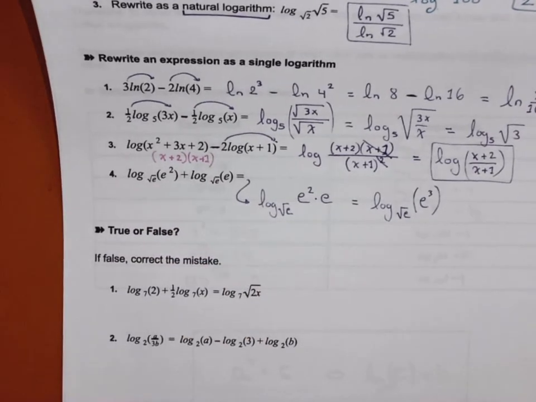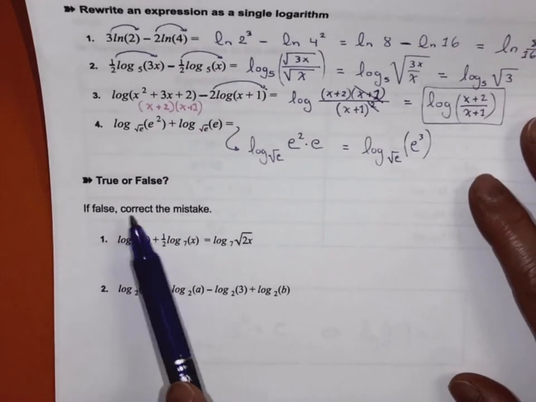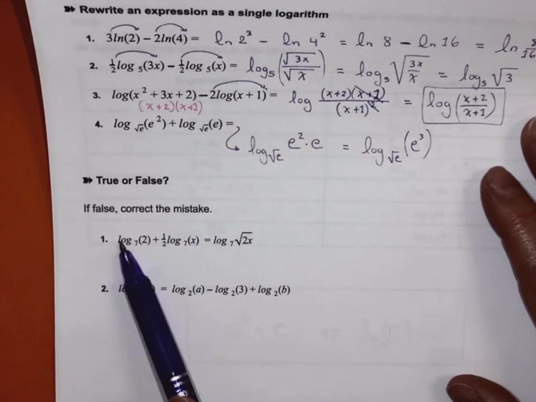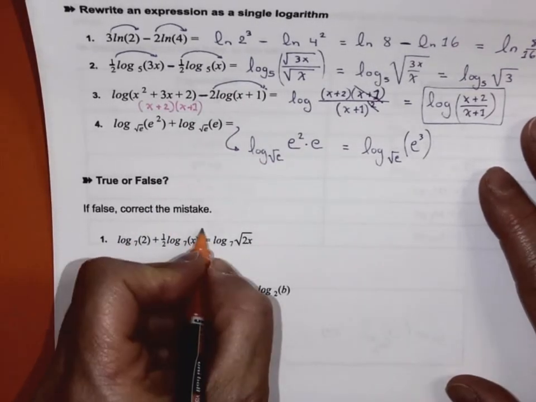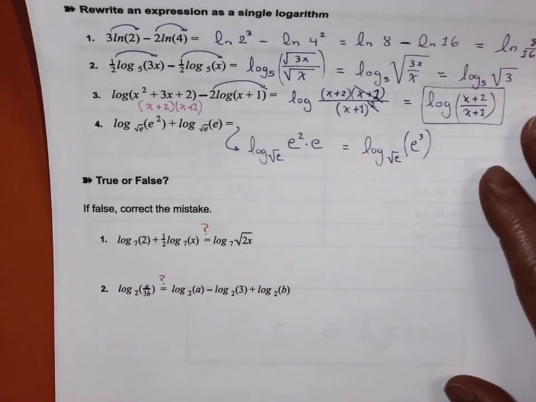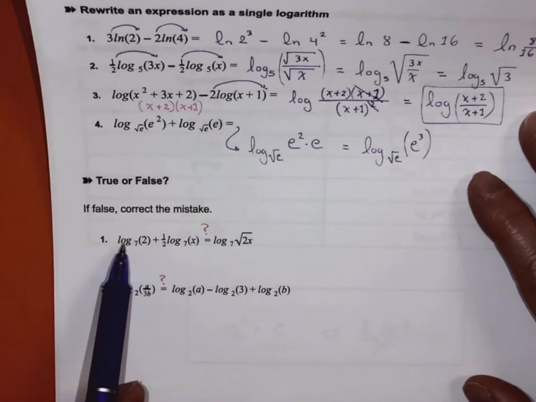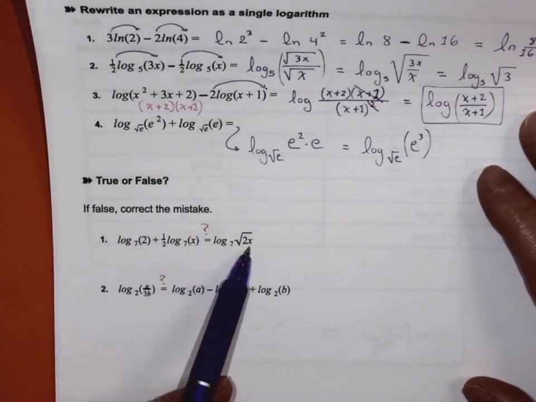Now, true or false. So two last things we need to check quickly. If it's false, we need to correct. So is this a true statement or not? First of all, I don't know if it's true or not, so let's put question marks over those equal signs, right? Because we don't know if it's true. We're checking: log base 7 of 2 plus a half log base 7 of x. Is this equal to that?